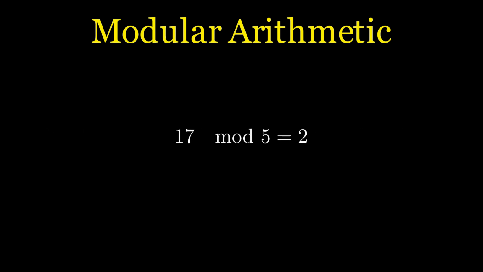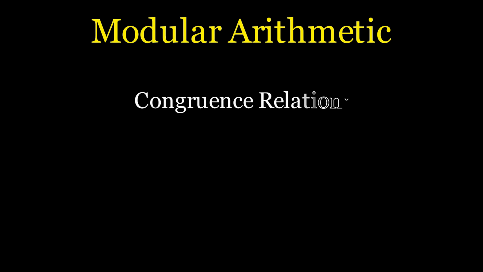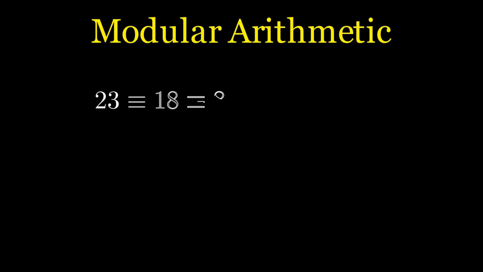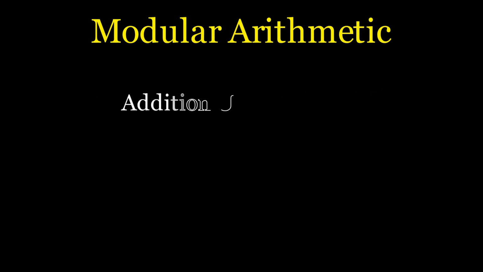For example, 17 mod 5 equals 2 because 17 leaves a remainder of 2 when divided by 5. a is congruent to b if a mod n is equal to b mod n. So 23 is congruent to 18, which is congruent to 8, which is congruent to minus 2 mod 5, because they all leave the same remainder 3 when divided by 5.